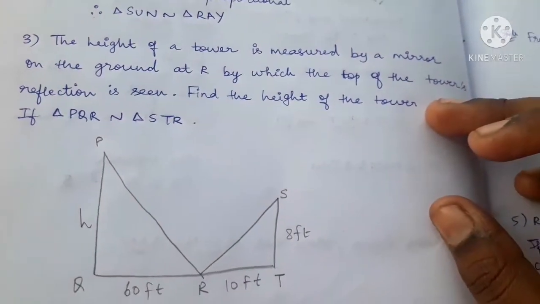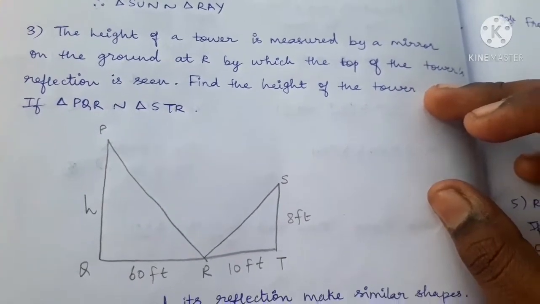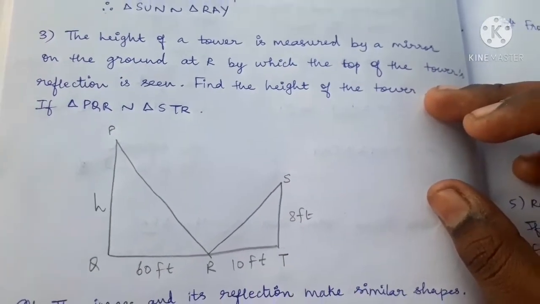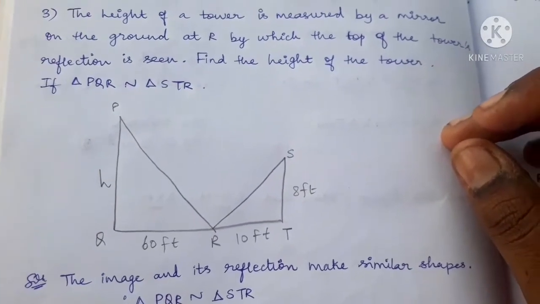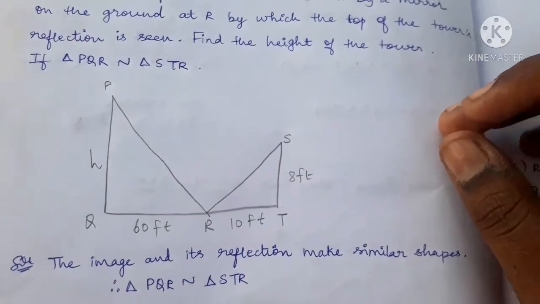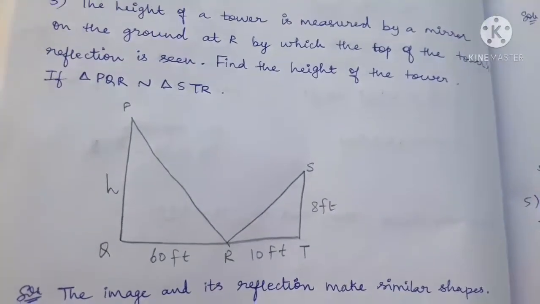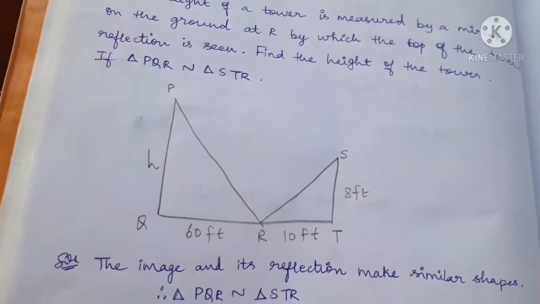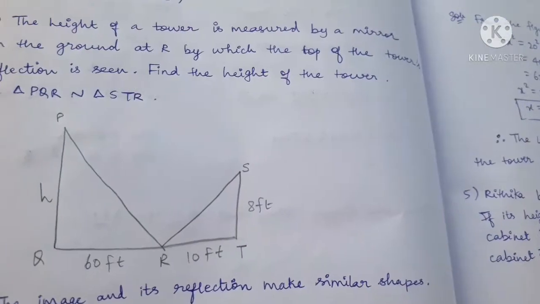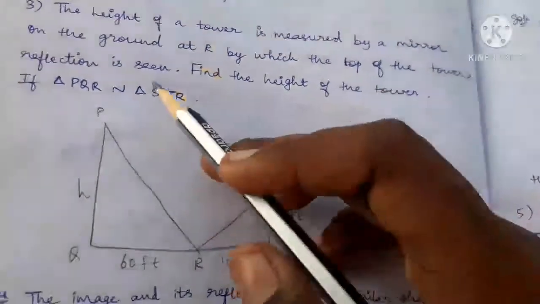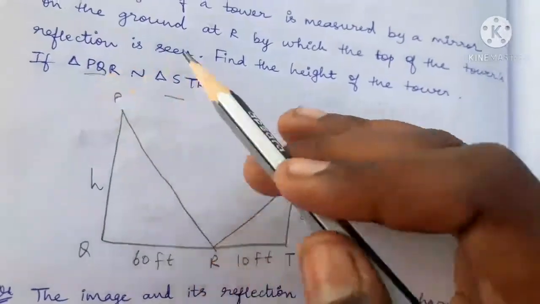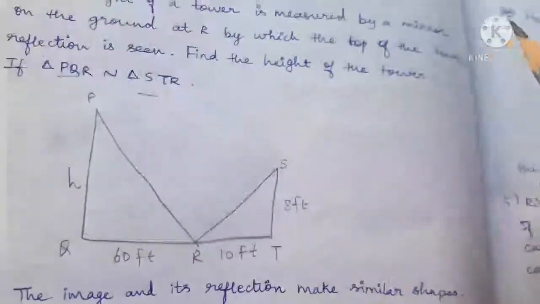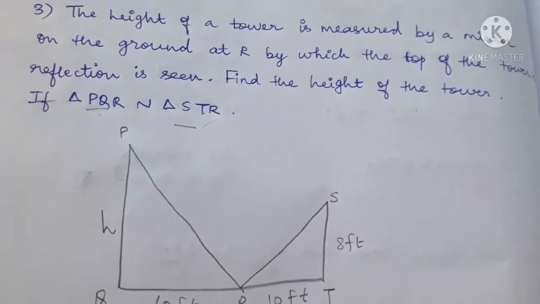Third question. The height of a tower is measured by a mirror on the ground at R by which the top of the tower's reflection is seen. Find the height of the tower if triangle PQR is similar to triangle STR. Already they have given, they both are similar. So according to those properties, we can take anything as equal. But in the order, you can take PQ is proportional to ST. You should not take PQ is proportional to TR. According to that order, you should take it.